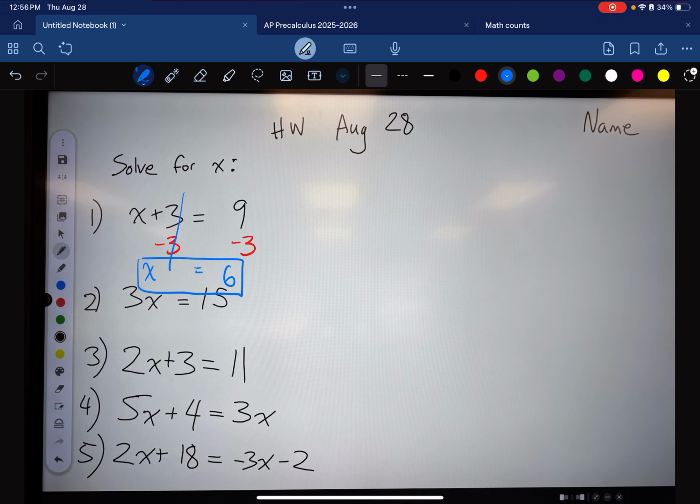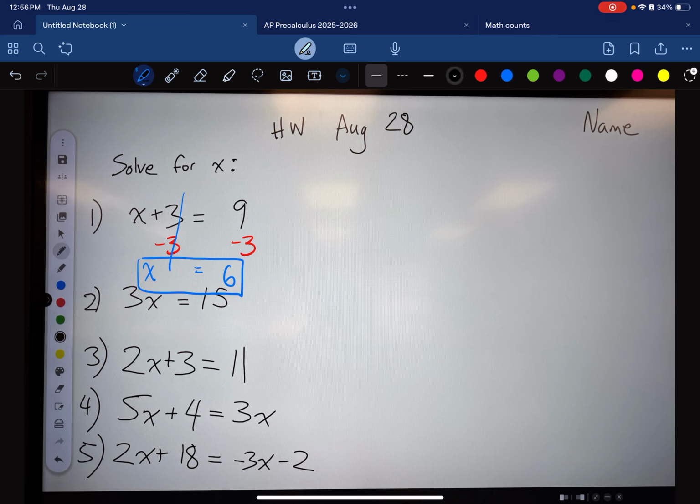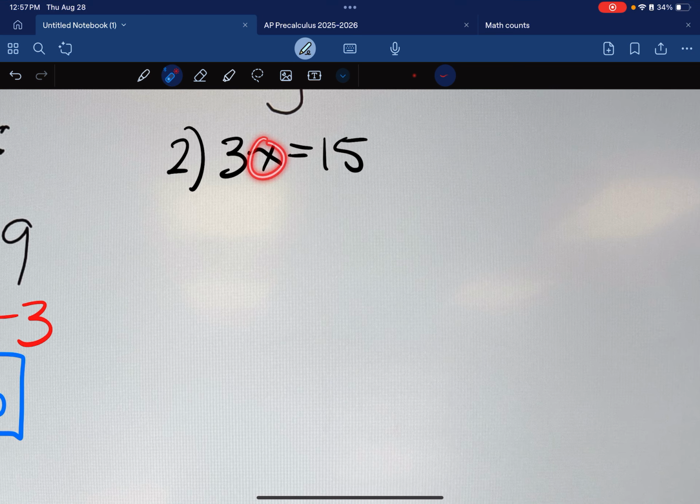Okay, I'm going to rewrite my 3x plus 15 over here, and I'm going to say this is problem number 2. Problem number 2 is 3x is equal to 15. For this problem, I need to get x by itself. It says solve for x. Okay, so if x needs to be by itself, I need to undo this 3. I need to get rid of the 3.